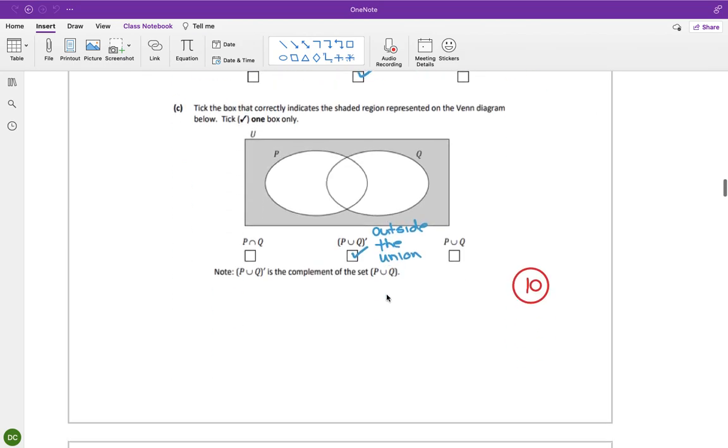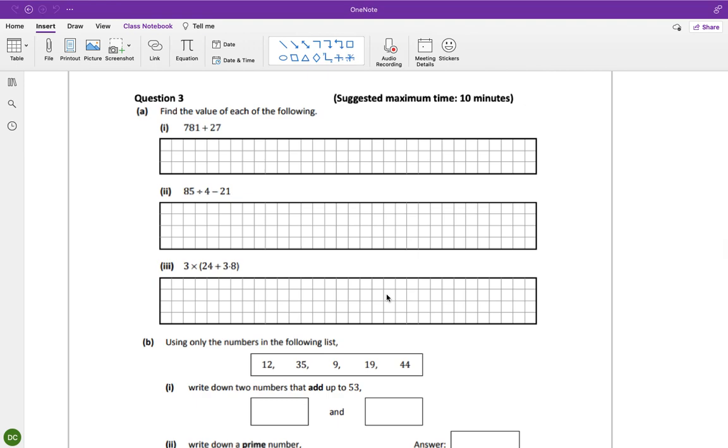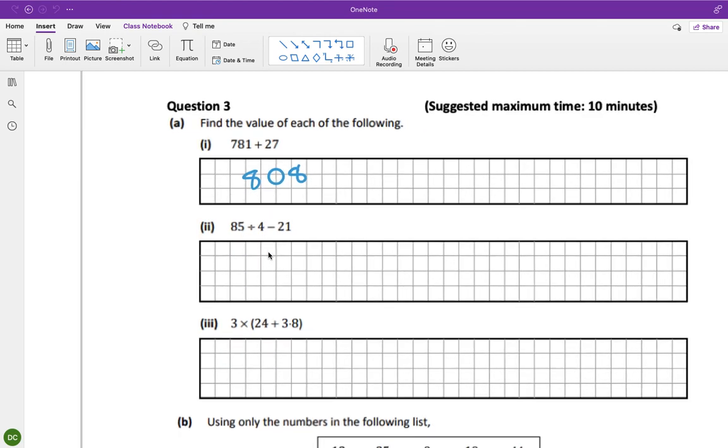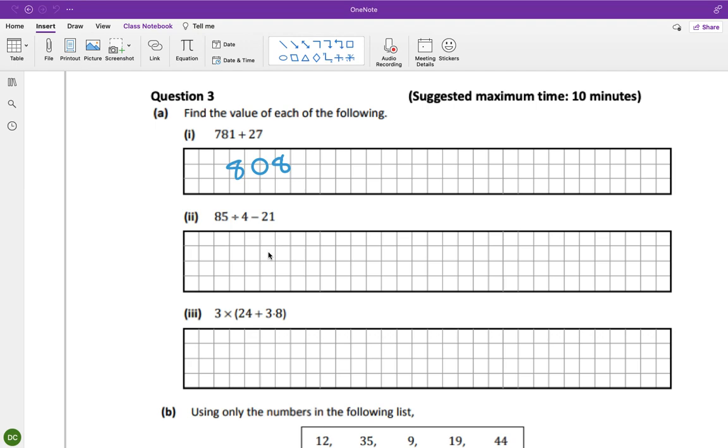Okay, so question 3. Nice little bit of calculator work here. So 781 plus 27. You obviously don't have to do it on your calculator, but that's 808. Second one is a division. So it's 1/4 or 0.25.